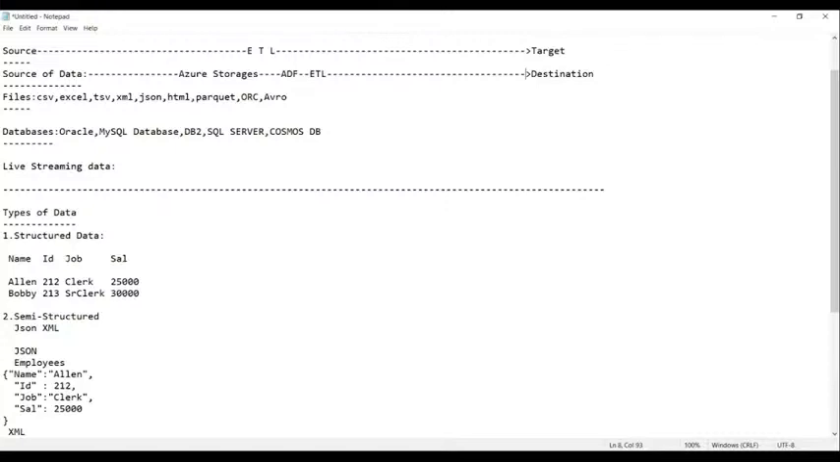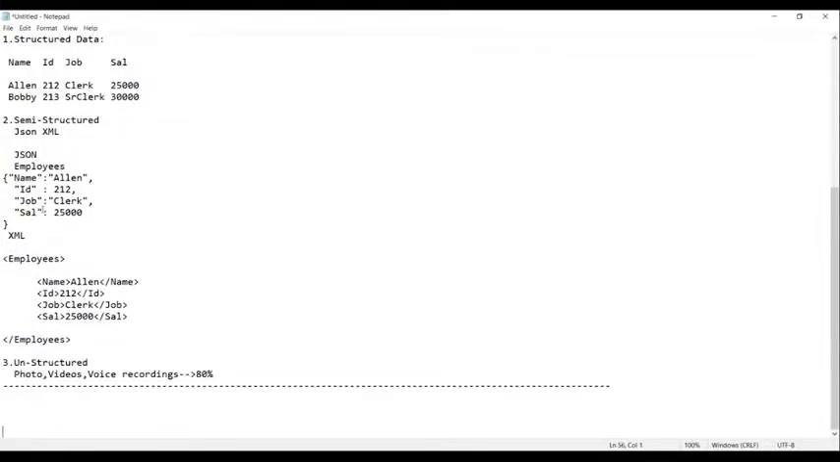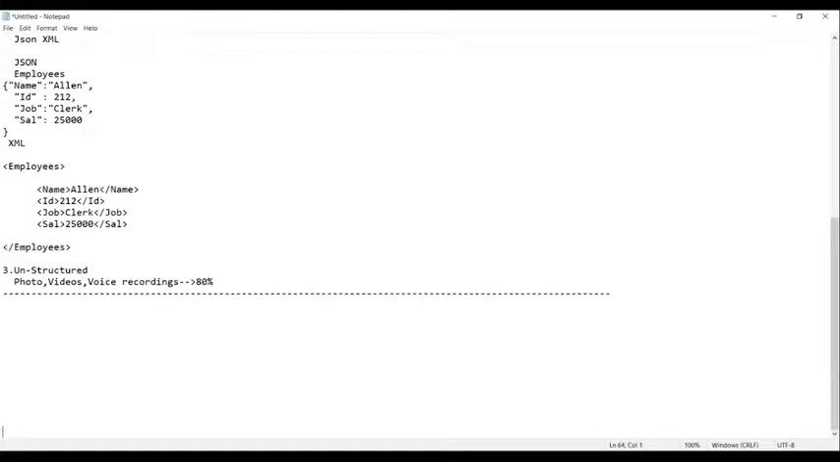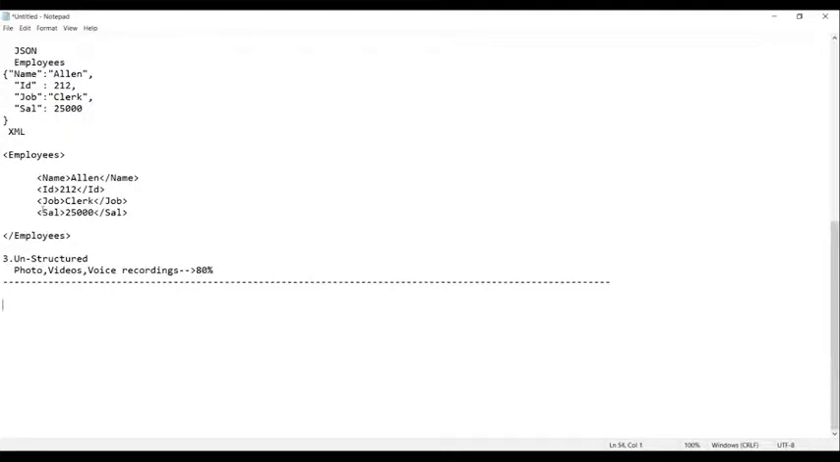So everyone knows now what is the source and what are the types of data. Okay, so now let us try to see here. Yes guys, we have the following storages in Azure. Tell me now, what are the storages in Azure? The following are the storages in Azure.